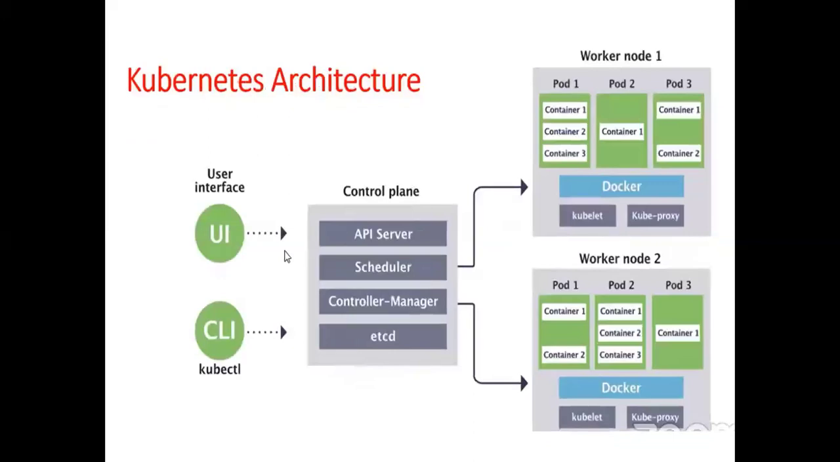Now, guys, suppose any user wants to communicate with your Kubernetes cluster, to send a request. How can they communicate? The user can communicate using the user interface. Through the user interface, the user can make a request to your Kubernetes cluster, and the request will be handled by the master node. The master node will analyze the request and then redirect it to the appropriate worker node.